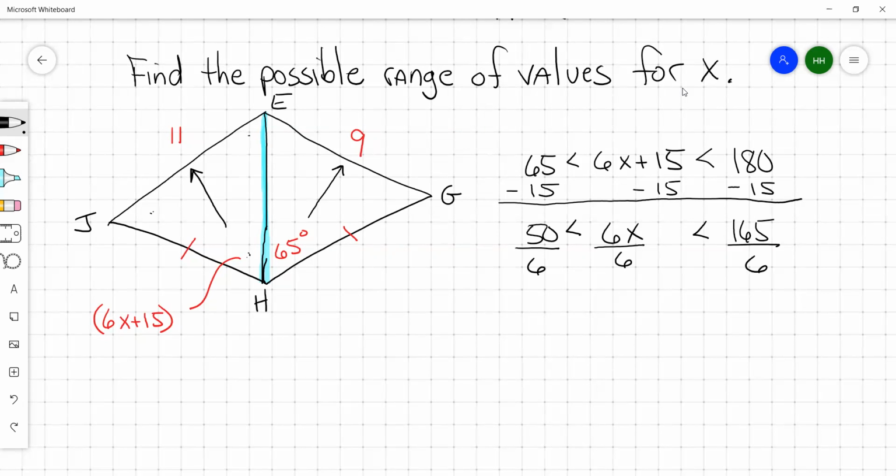So 50 divided by 6, that's 8.3. So we get 8.3 is less than x, which is less than 27.5. That is how you find your range of values using that Hinge theorem when you have two triangles with two congruent sides.